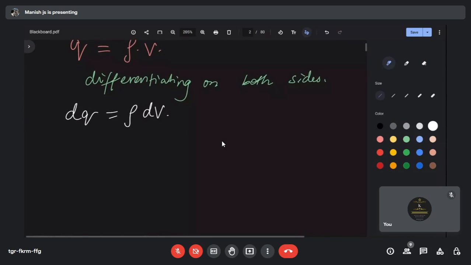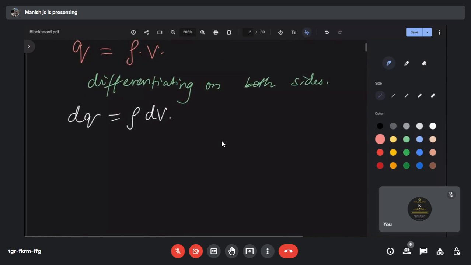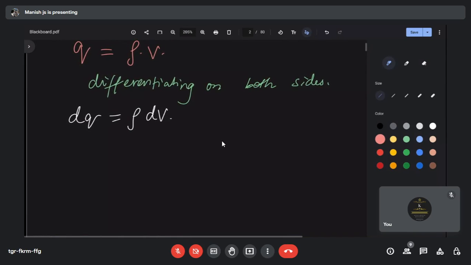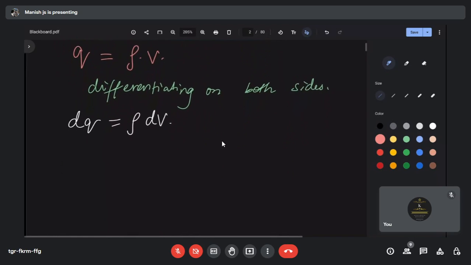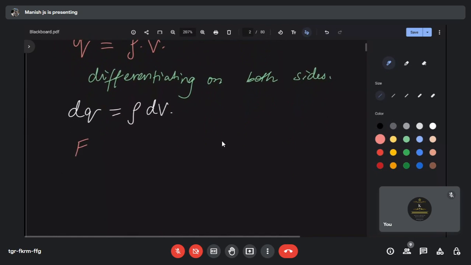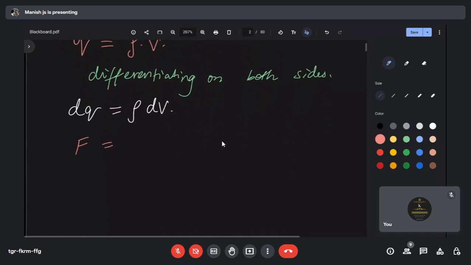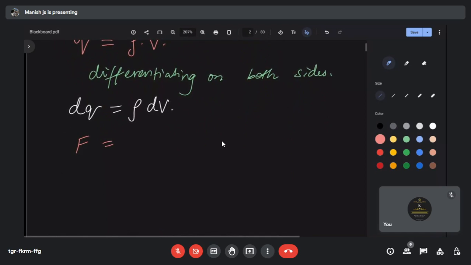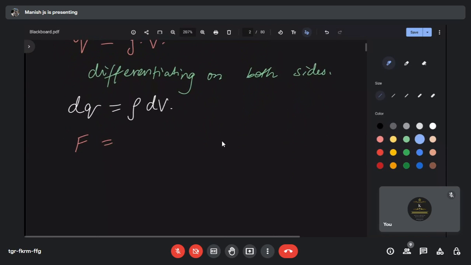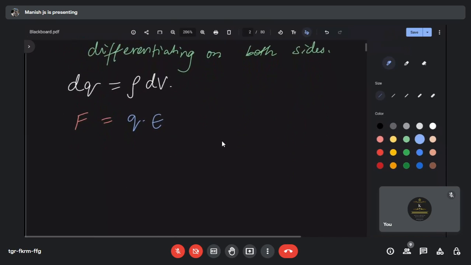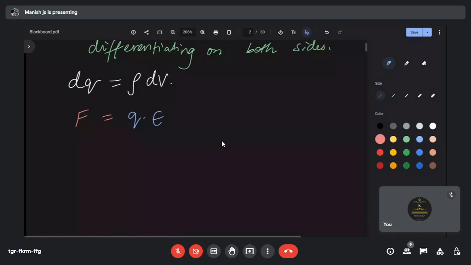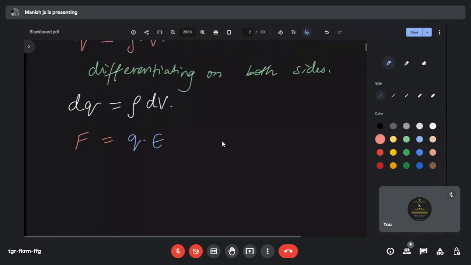So now first we wish to find out what is the force experienced by the test charge q naught at a distance of r. So you find out that first. Apply the formula. What is the relation between force and electric field? F is equal to q into E, right? Charge into electric field, that is the formula, isn't it? Yes, sir. Yeah, I am applying that now.